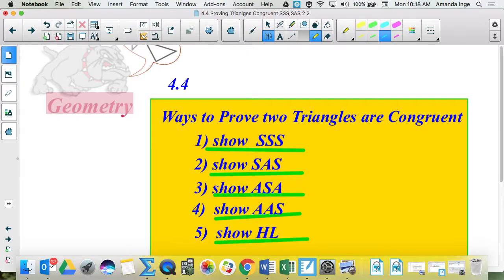And lastly, we have hypotenuse leg. Hypotenuse leg is only used when you have a right triangle and you have to have a hypotenuse. But today we're just going to be going over these 2. Everybody got that?